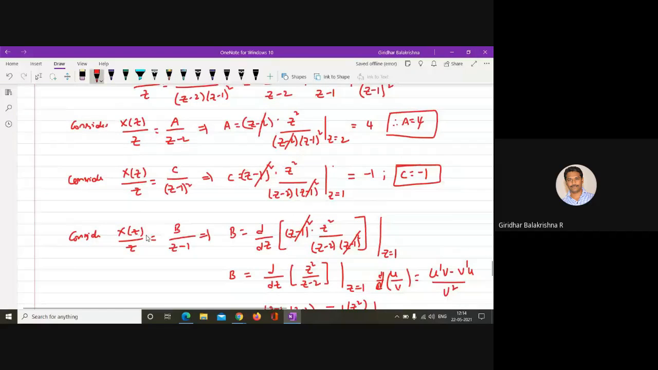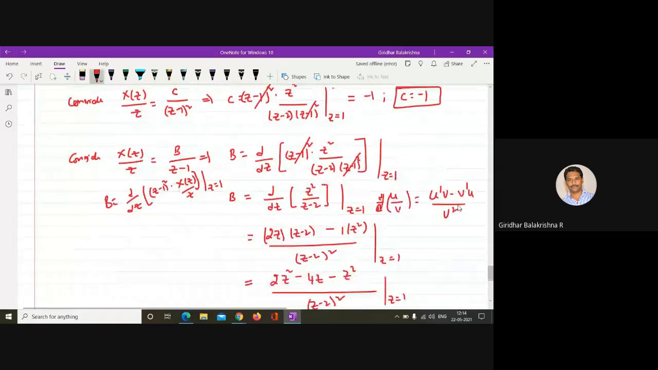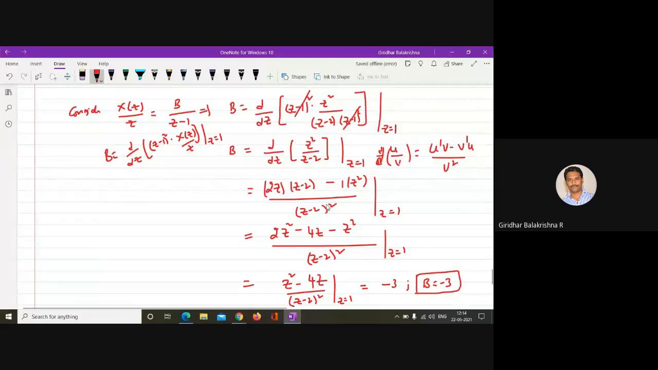If there is a multiple pole, to calculate b, you need to use the formula b equal to d by dz of, what is the repeated pole? You need to consider z minus 1 whole square into x of z by z at z equal to 1. This is what we need to consider. Anyone having doubt in this one? Is this clear to all of you? Yes, sir. Okay, note down this. After that, you will solve. Note down that.